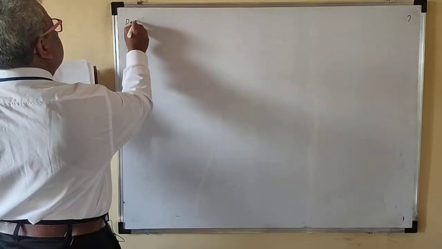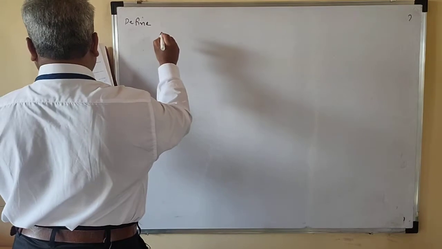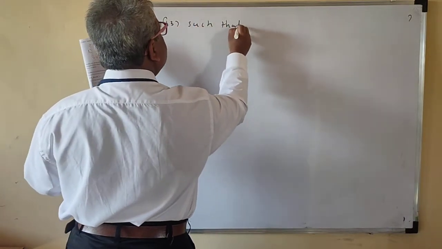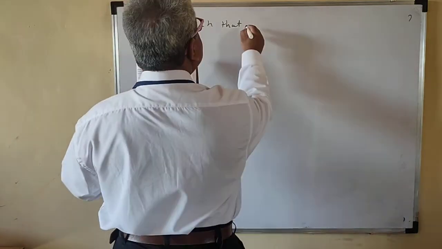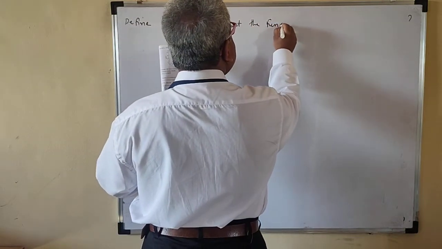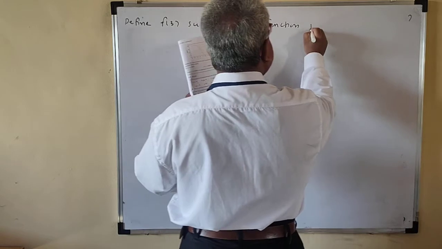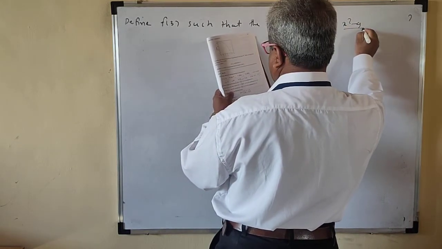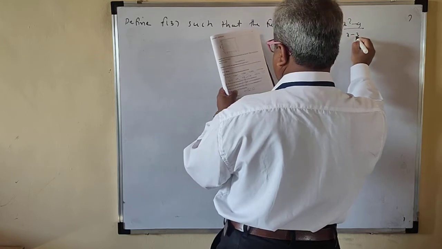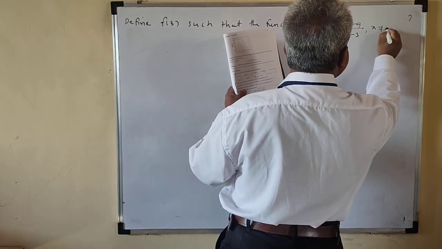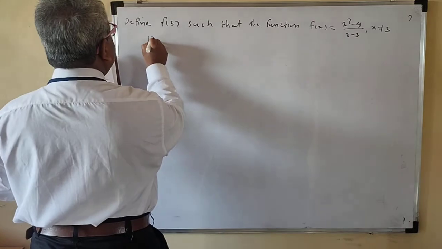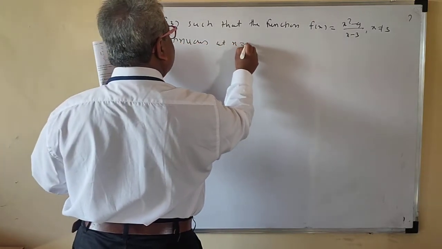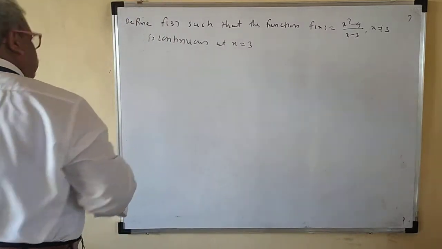Define f of 3 such that the function f of x is equal to x square minus 9 upon x minus 3, x not equal to 3, is continuous at x is equal to 3. Okay, solution.